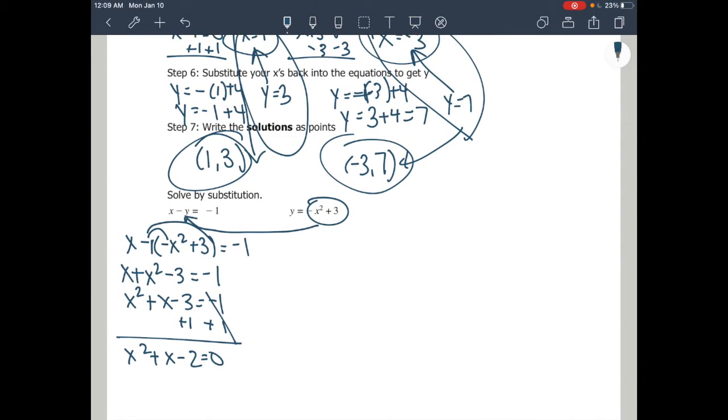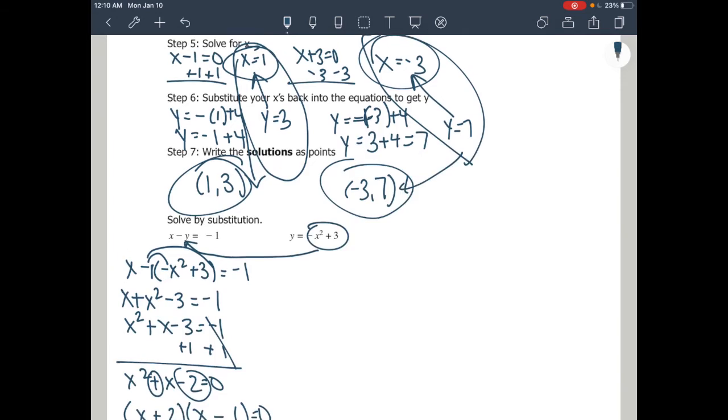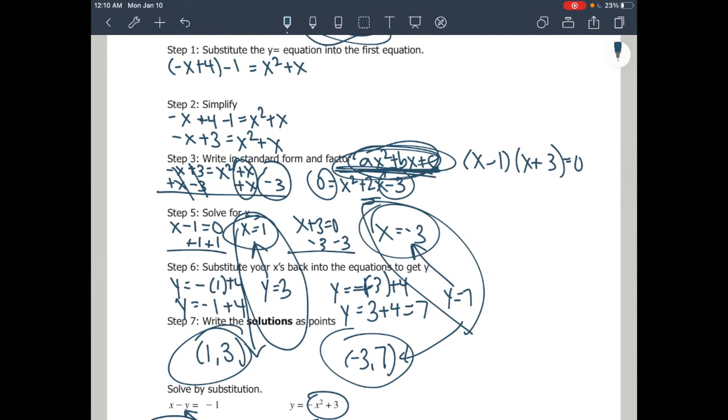So now that we have it in standard form, we're going to factor it. You can use your tables if you need to. And we're looking for a factor of 2. 2 only splits up into 2 and 1. You can also write 1 and 2. And we want it to add to be positive 1. So the 2 has to be positive and the 1 has to be negative, because 2 minus 1 is positive 1. We don't want it to be negative 2 plus 1, because that would be negative 1. So we've factored it.